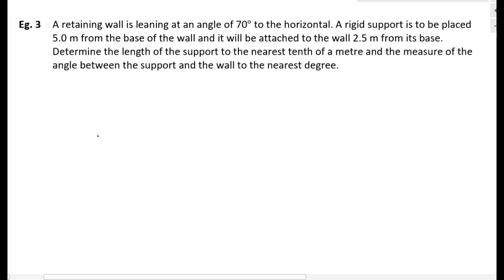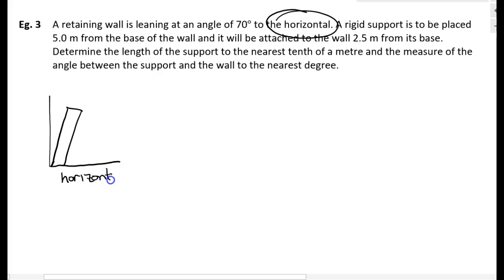Okay, so a retaining wall is something that's holding up something else. When I think of it, I usually think of either water or even my garden. I'll have a retaining wall to hold up the soil to support it if I've got a raised flower bed. And so that wall is leaning. It's not straight, it's coming out. And it is forming an angle of 70 degrees to the horizontal. So not from here, that's vertical, but the horizontal, which is typically the ground. So we've got 70 degrees.